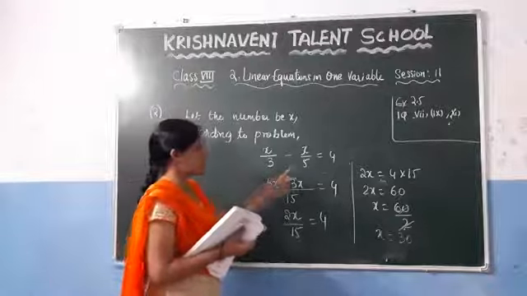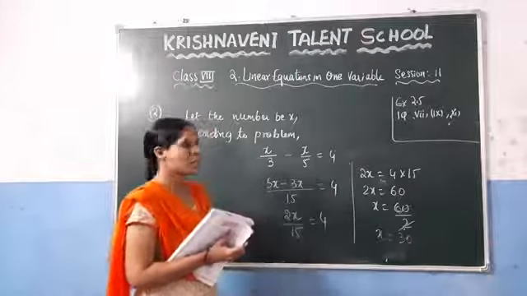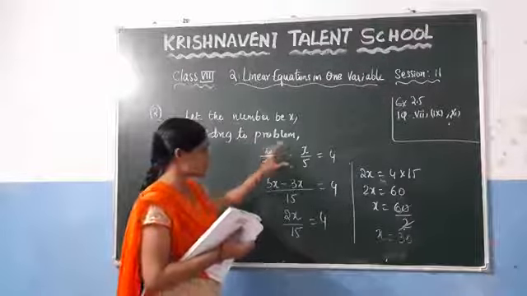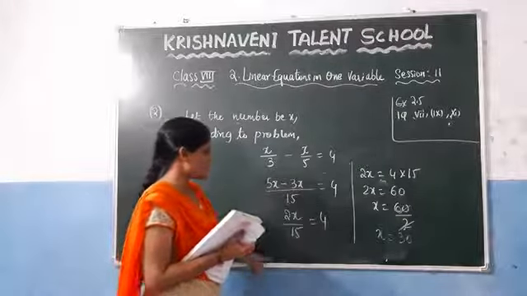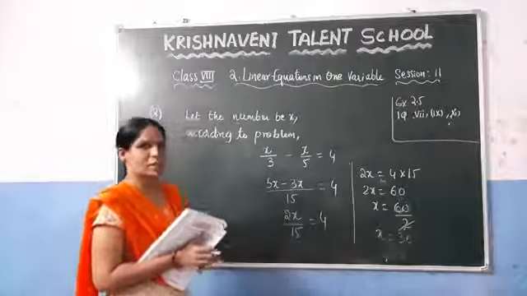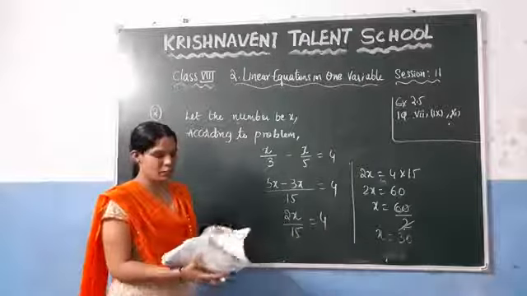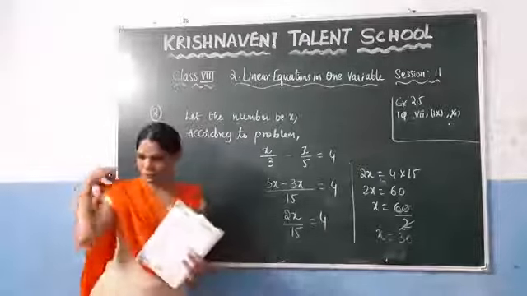The third part exceeds the fifth part by 4. That means if you are subtracting the fifth part from the third part, you have to get the result as 4. Now based on this condition, we found the number, which is 30. So write at last, the number is 30. Now see the third question.